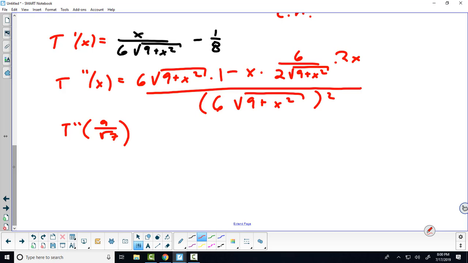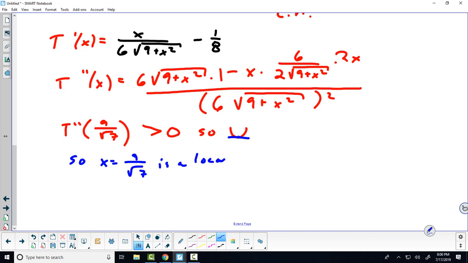So let's see, that's going to be... what a mess. I'll let you guys check this on your own time. What are we going to get? We're going to find that it is greater than 0, so concave up with a horizontal tangent line. So we found what? So x equals 9 over the square root of 7 is a local what?